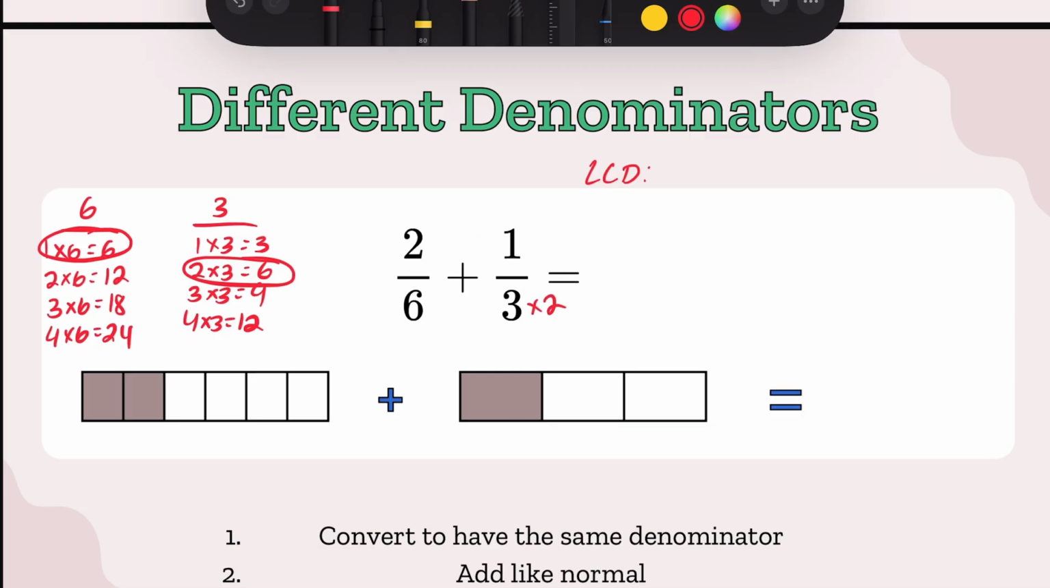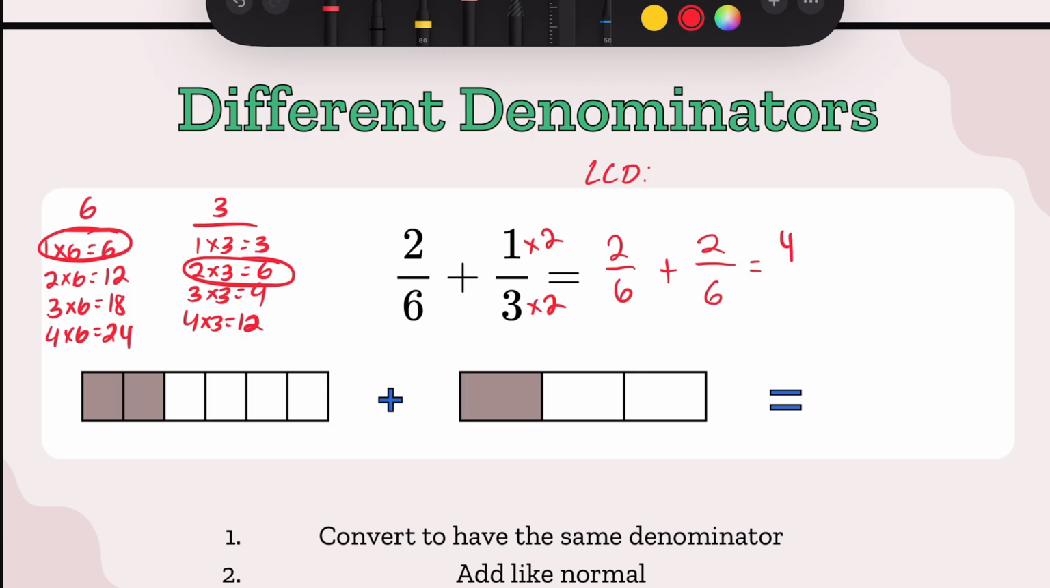But I want to convert my entire fraction, which means that whatever I do on the bottom, I have to do on the top. So therefore, we keep this 2 over 6, and then we're going to keep their plus, and then now we do 1 times 2, which is 2, and then 3 times 2, which is 6. And then we add them like normal.